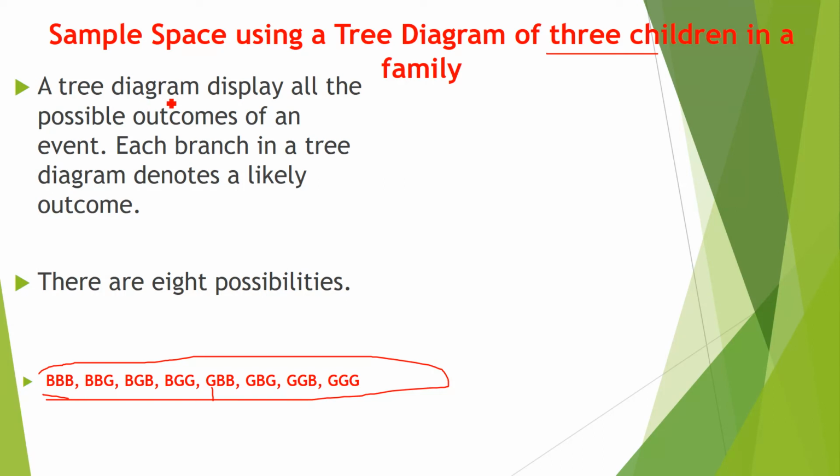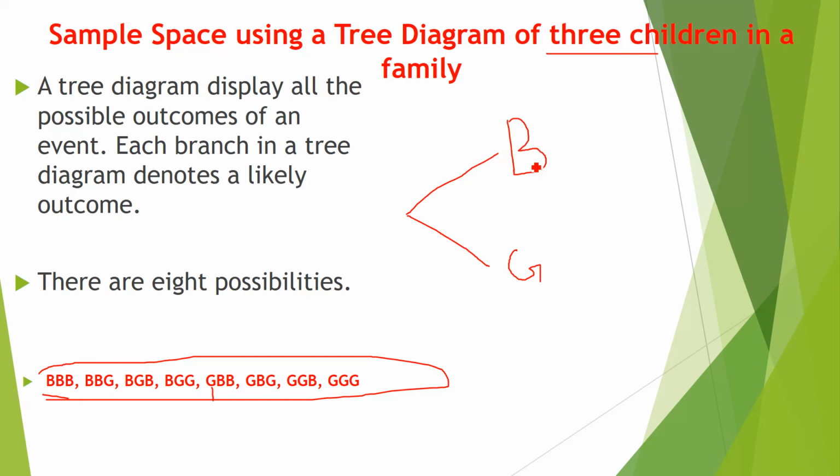A tree diagram displays all the possible outcomes of an event. This is another way to find all possible outcomes of an event. Each branch in a tree diagram denotes a likely outcome. Here I will show you how I made these 8 possibilities. There are 3 children, so we will start from here. This is one branch, this is one branch. The first possibility is maybe a boy or a girl. There are 3, that is why I will make 3 branches.